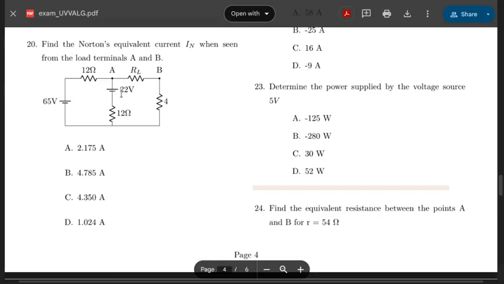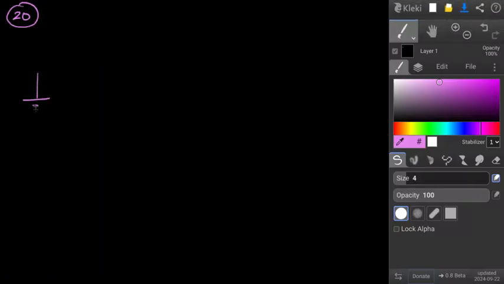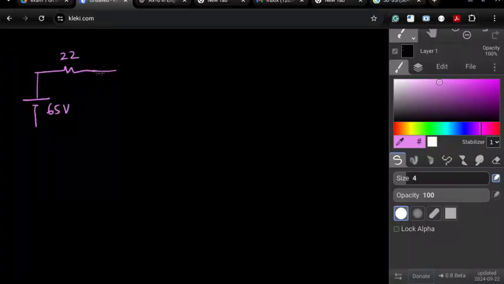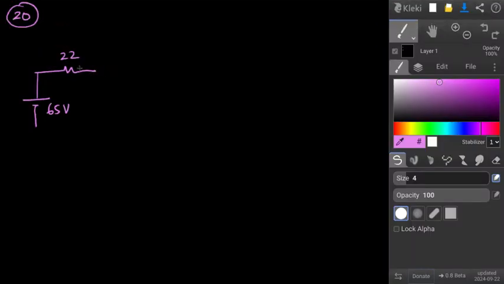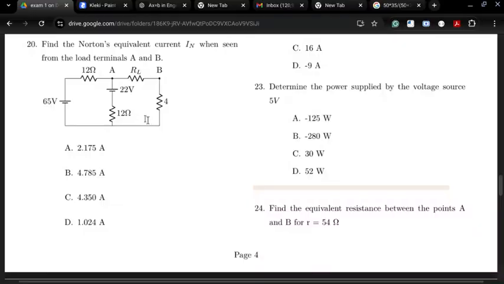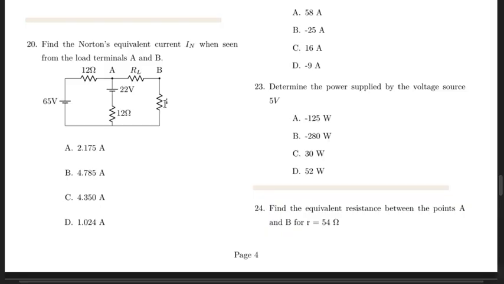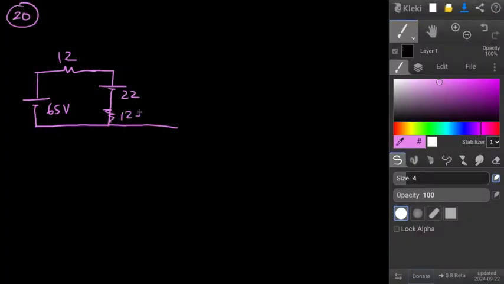12, 65, 22, 4. Here also one 12 ohms is there. Here 4 ohms is there, right? And these two terminals are my terminals for which I want to calculate the Norton's equivalent. So that is the question.